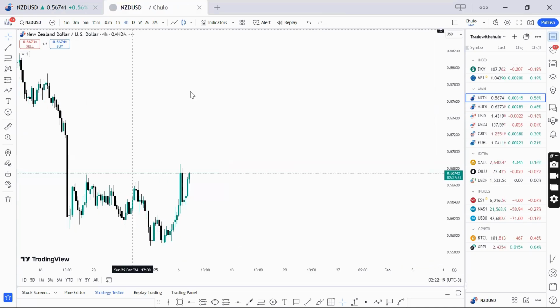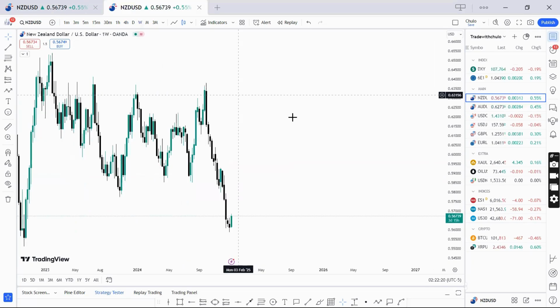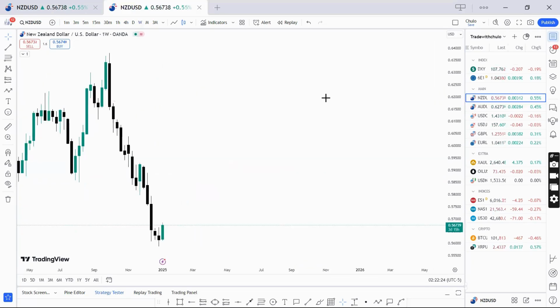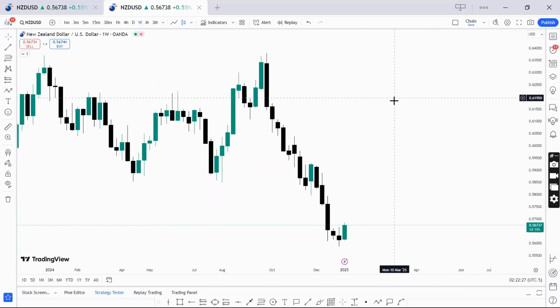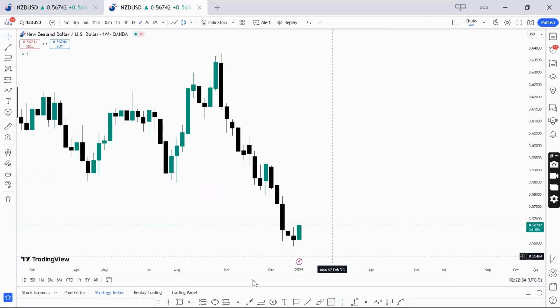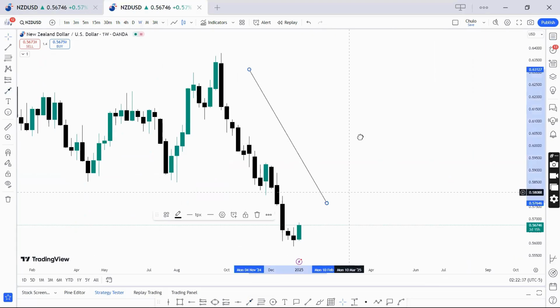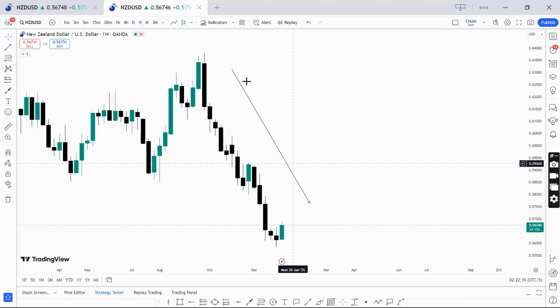So let's look at NZDUSD. Just like what is happening on AUDUSD, the same thing is happening on NZDUSD, New Zealand dollar against the United States dollar. We can clearly see that the order flow here is obviously downtrend. We don't need any magician, we don't need a stethoscope to tell us that price is going down.